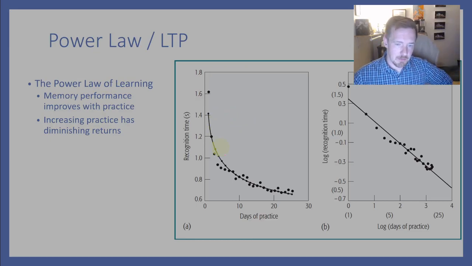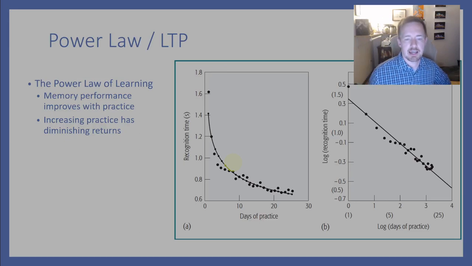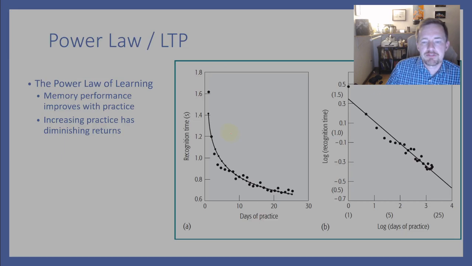What you're looking at here was a really dumb task. I don't remember exactly what it was. It's something like you had to click every time you saw the color green or something like that. What they found is that people, and this is their recognition time, so this is essentially how fast they are, and so the lower the better, right?